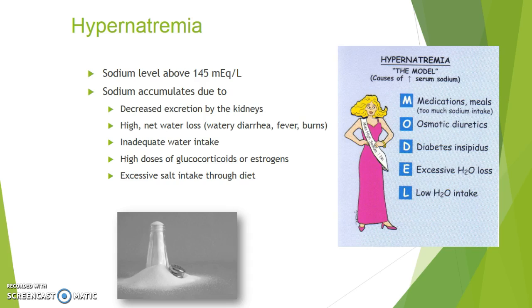Hypernatremia is defined as a serum sodium level of 145 milliequivalents per liter or greater. Sodium will accumulate in the body due to decreased excretion by the kidneys, a high net water loss, for example with watery diarrhea, fever, or burns, and inadequate water intake. High doses of glucocorticoids or corticosteroids or estrogens can cause hypernatremia, and excessive salt intake through diet can also cause hypernatremia. And there's a mnemonic here to the right that gives you a way to remember causes of a high serum sodium level.